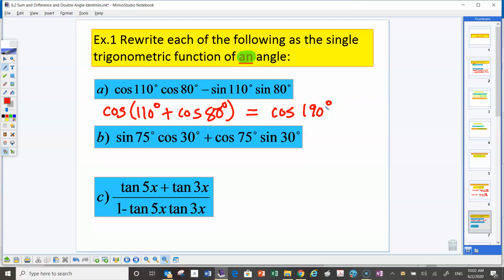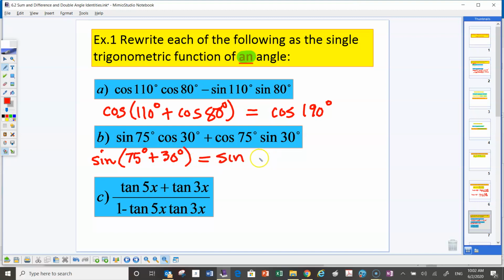In the next case, the pattern goes sine cos plus sine cos. So this is an expansion of sine. And because it's plus in the expansion, it means it's also plus in the condensed form. So this would be sine 75 plus 30. So this would be equal to the sine of 105 degrees.